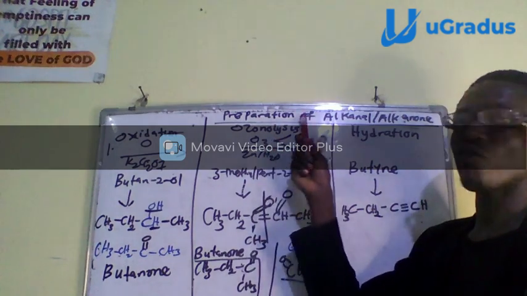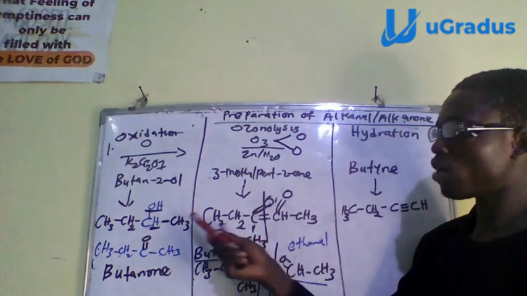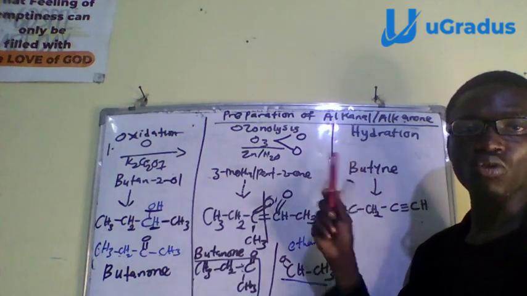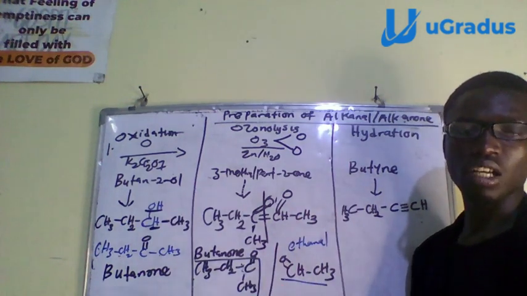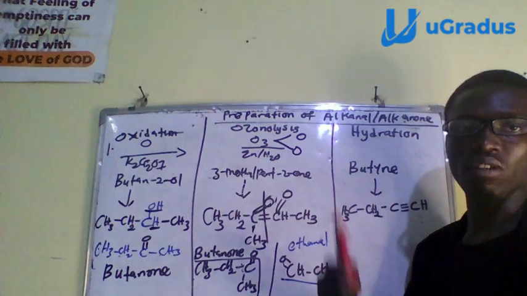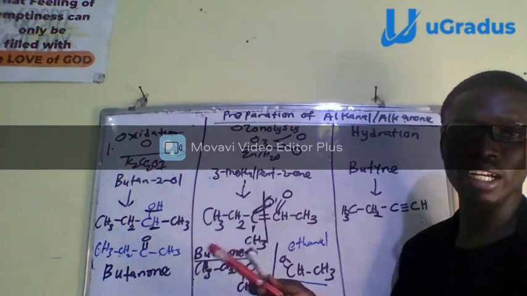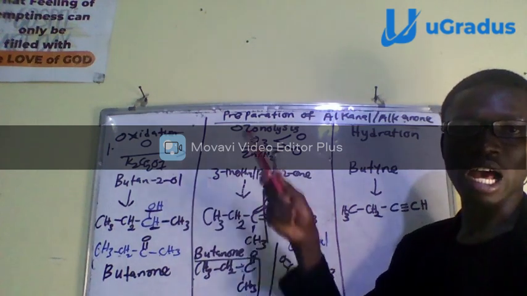And we are doing preparation of alkanal or alkanone. The reason why I'm doing this one is because all this precursor I'm using here, we produce alkanone. If I want to produce alkanal, I will have used a primary alcohol. So that's why you must know that a primary alcohol gives alkanal, a secondary alcohol gives alkanone.